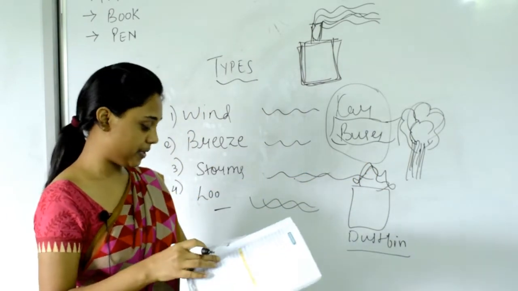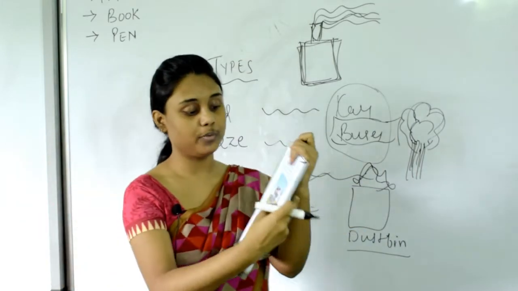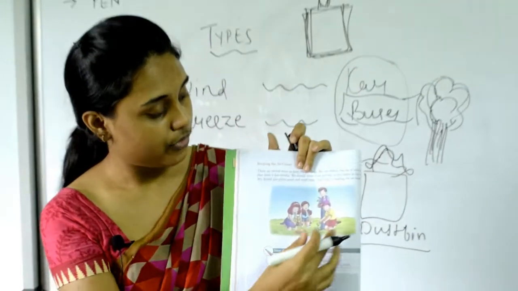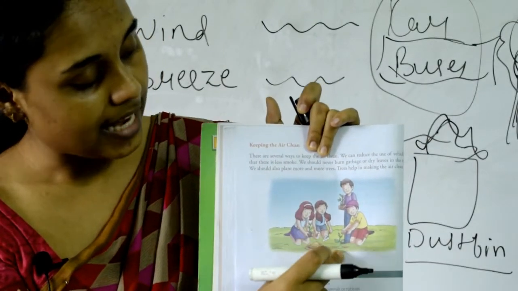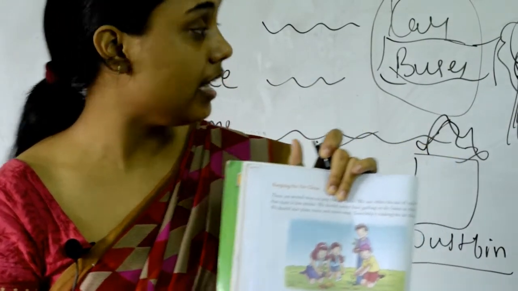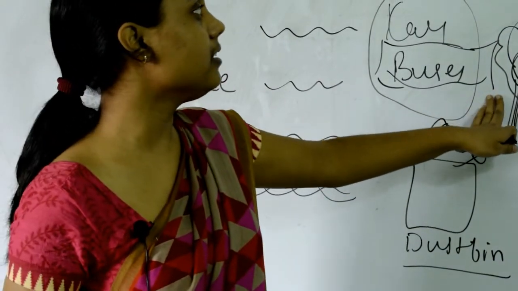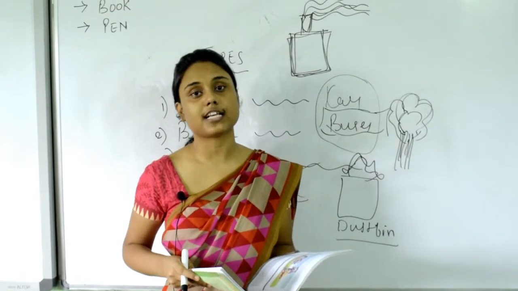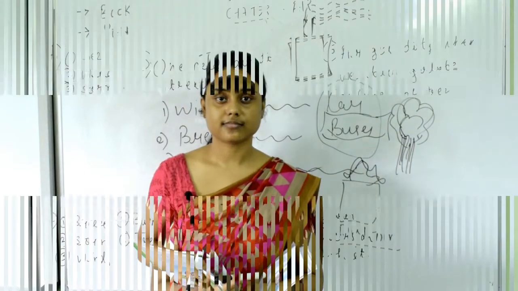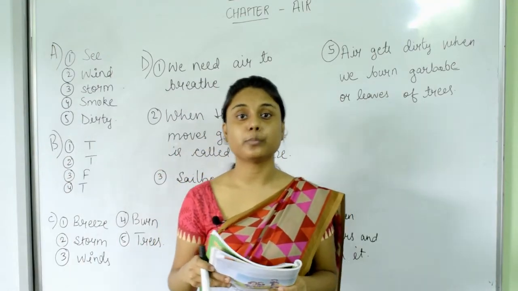So in this picture, see on page number 62, there are a few students who are planting trees. These plants will grow up and will eventually clean the air. So this part is over. Now we will do the exercise part. Now we will do question number A.